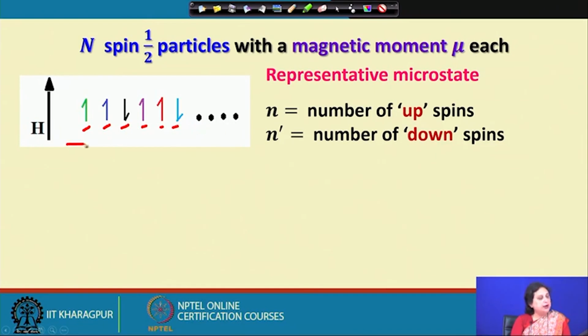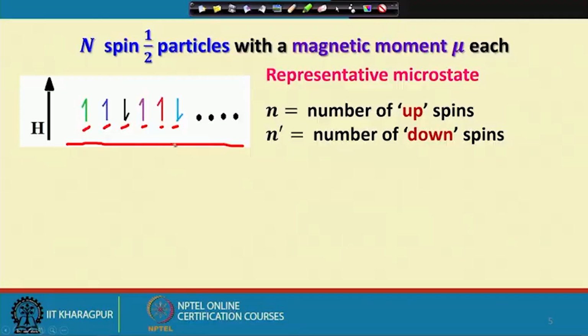So, this is one typical microscopic state. Depending on how all these spins are arranged up or down, many such microstates are possible. So, how do I define one such microscopic state? I will define it in terms of 2 numbers. And what are these numbers?